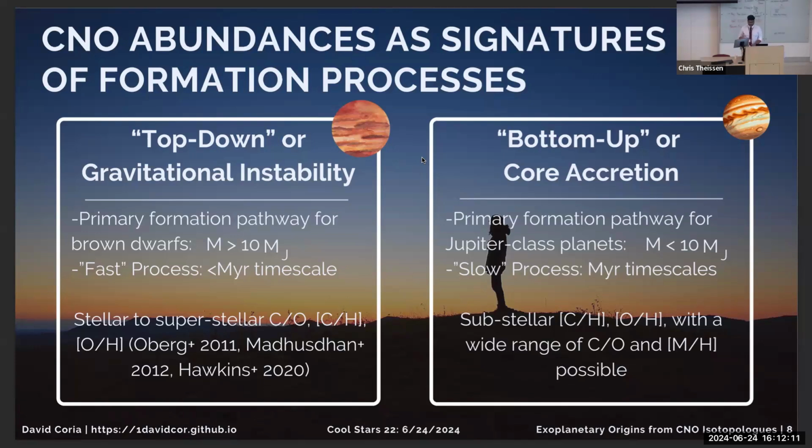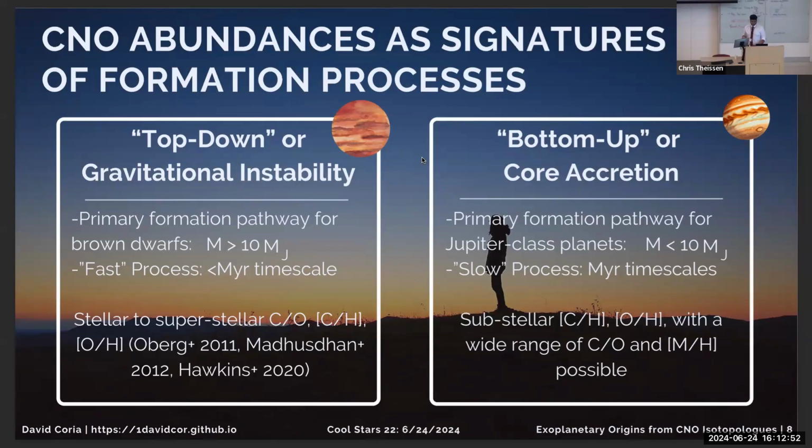But what people may not know is that each of these processes leaves behind unique carbon-oxygen signatures in the atmospheres of these substellar objects. So, for example, brown dwarfs form rapidly on sub-megayear timescales, and thus they're expected to inherit stellar to superstellar carbon to oxygen ratios and abundances. So kind of like what happens in binary star formation. Core accretion, on the other hand, is a much slower process, which means that these Jupiters can incorporate varying quantities of gas and solids into their atmospheres, potentially resulting in a pretty wide range of atmospheric metallicities and C to O ratios, but still maintaining those substellar carbon-oxygen abundances.